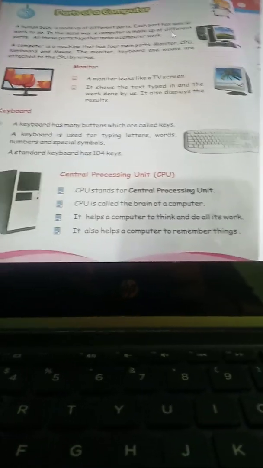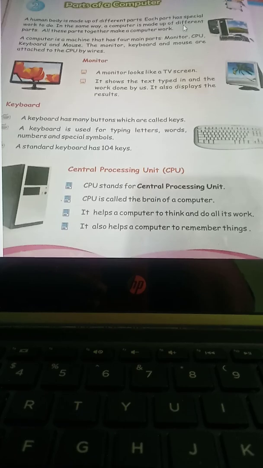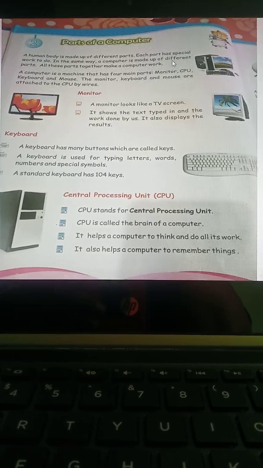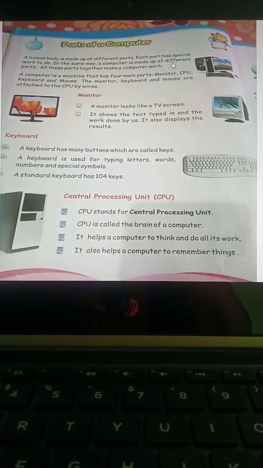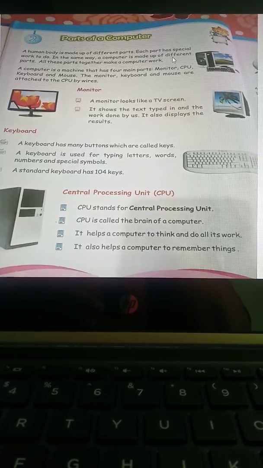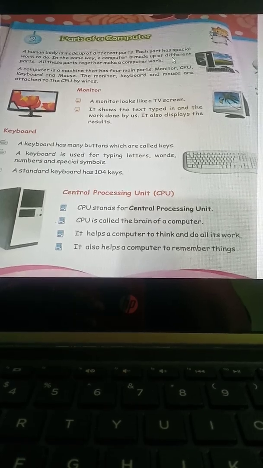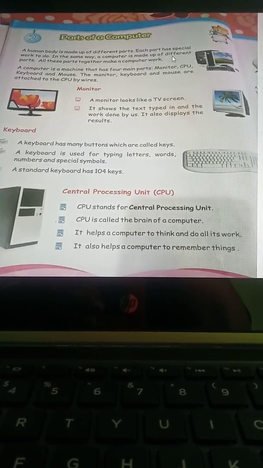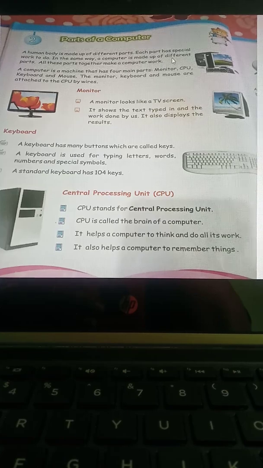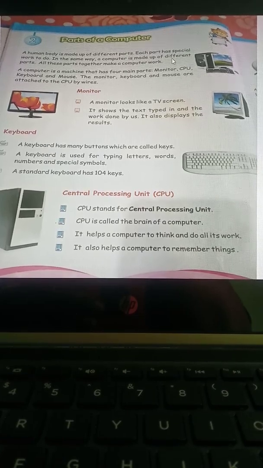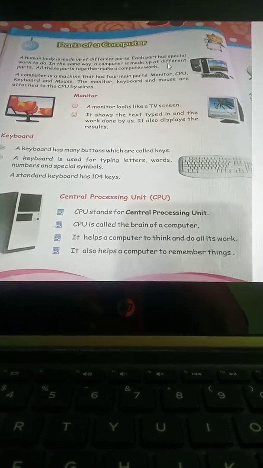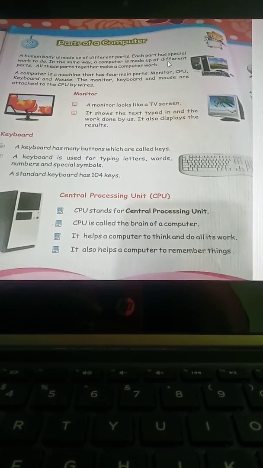So children, what is written is that our body is made up of different parts. We have hand, leg, mouth, ear, eyes. In the same way, a computer is also made up of different parts. Like our human body has different parts, and different parts have different work to do, in the same way the different parts of a computer have different work to do. Like in our human body, we use our eyes to see, we use our hand to write, we use our leg to walk.